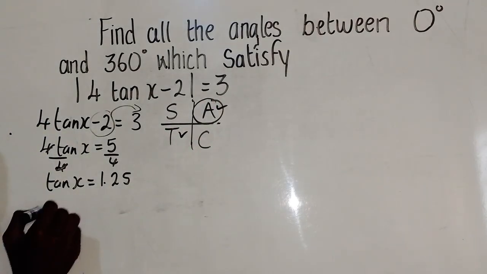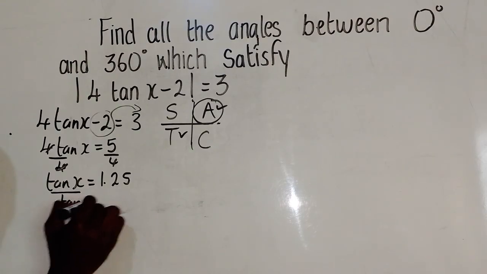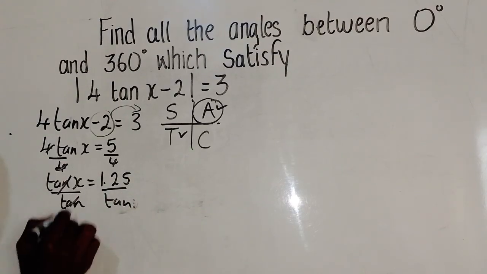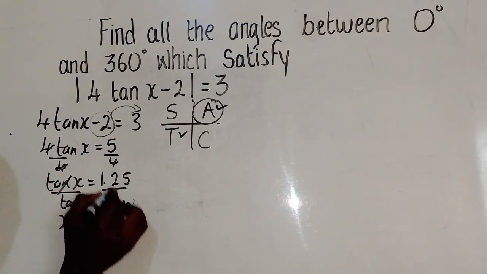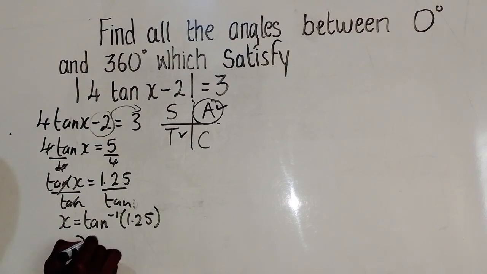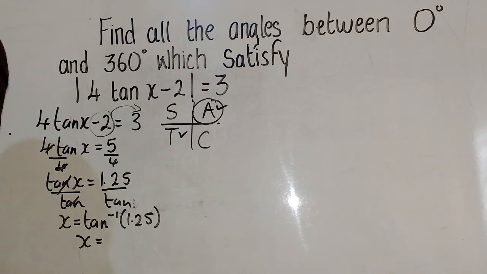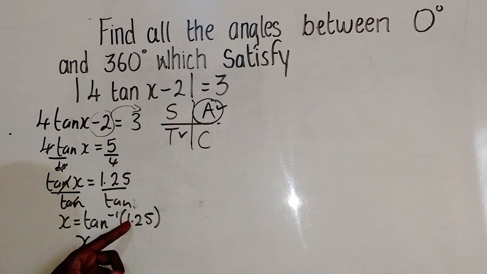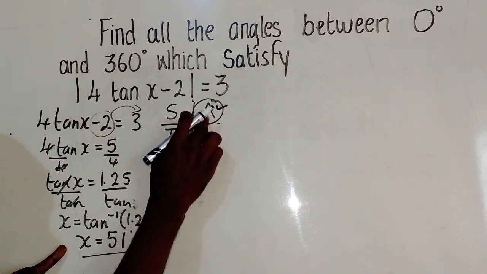So the next step here, we divide by tan, and we cancel out. So x is equal to, when tan moves to the other side, it becomes the inverse of tan of 1.25. So x equals tan inverse of 1.25. If you get your calculator, you press shift, then tan, you're going to get the inverse of tan, then you press 1.25. What will be the answer? It will be 51 degrees. 51 is the first angle in the first quadrant.